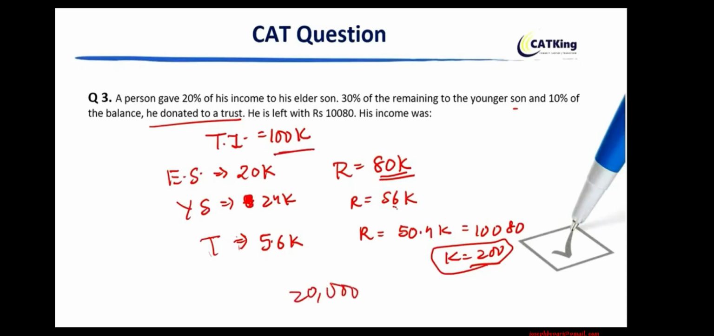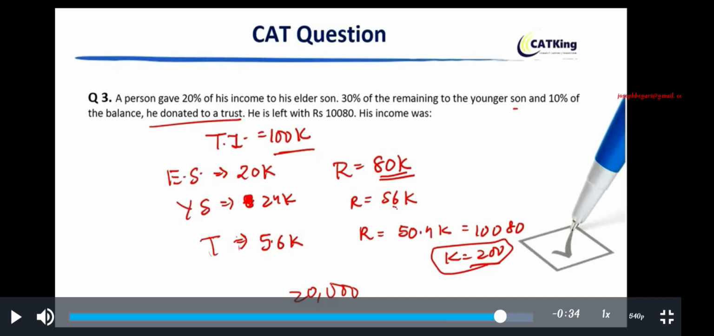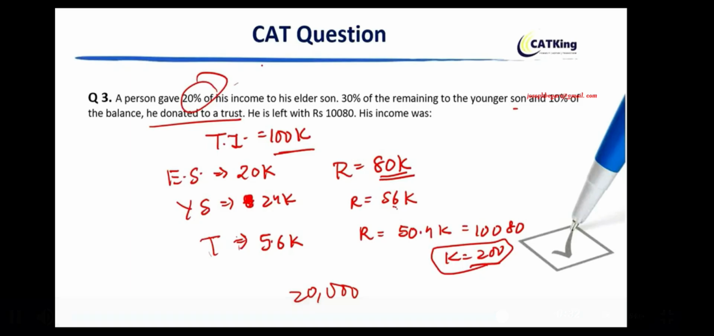These all things you can do orally. If you have the concept clear, take 100k for you. Okay, 20k goes here, 80 remaining, fine. 30% of remaining, that is 24k goes here, fine. Remaining is 56. 10%, that is 5.6 goes here.